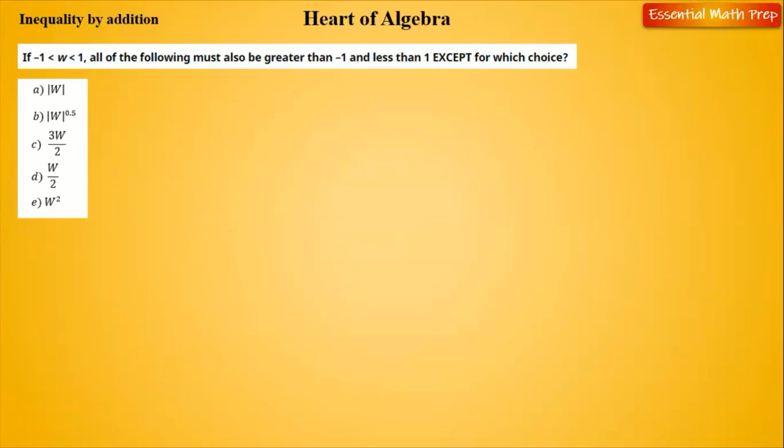Now, if you substitute 0 for W, I don't think any of the answer choices would be eliminated because absolute of 0 is 0, 0 raised to the power half is 0, 3 times 0 over 2 is 0, 0 over 2 is 0, 0 squared is 0. So 0 doesn't really help, right? Even though it is a likely component in that range, right?